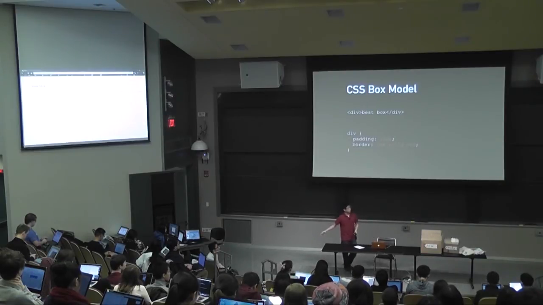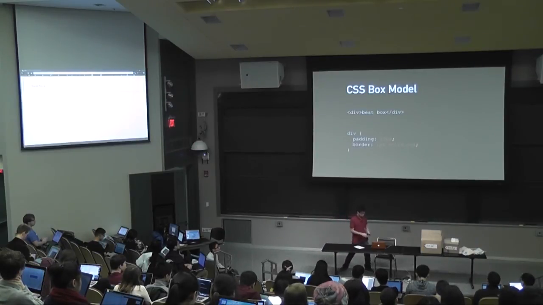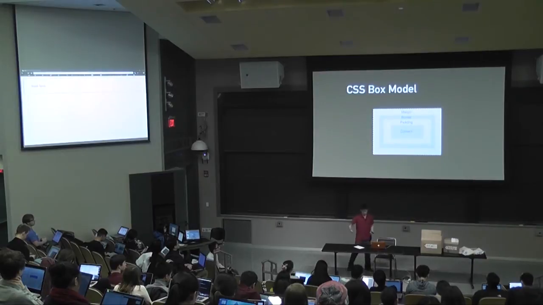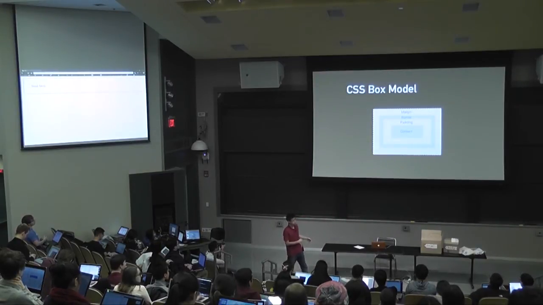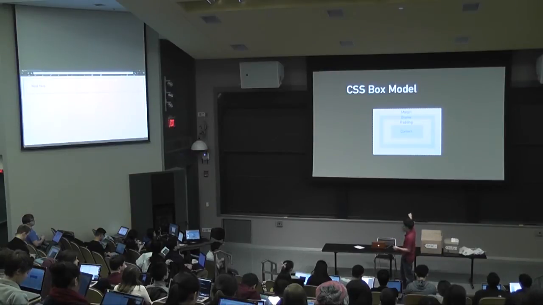Padding. So padding is inside. It's the space between the content and the border. So if we sum all that up, this is what a container would look like. You have your border, you have the content. Between the content and the border is your padding. Between the border and the margin, and everything else outside the world is your margin.